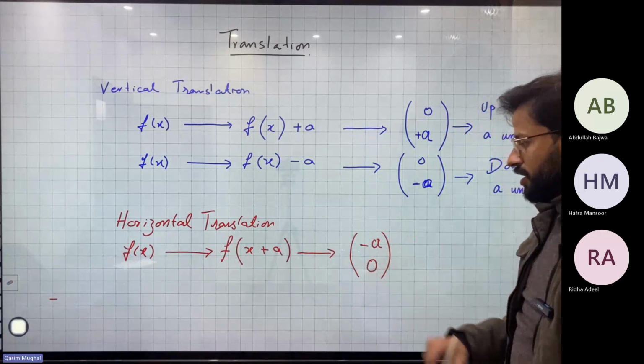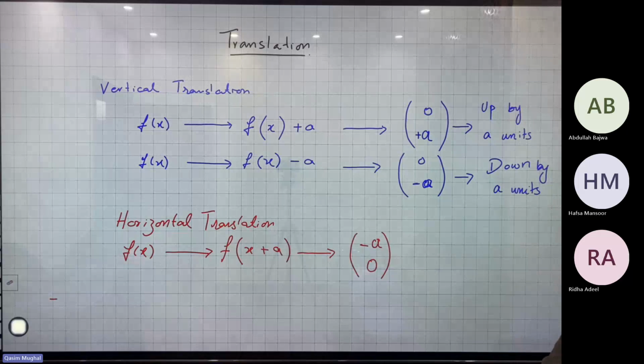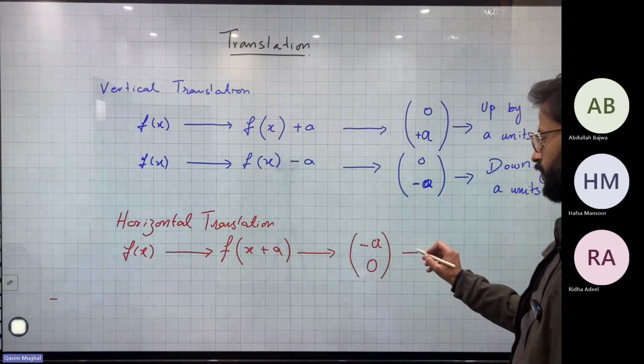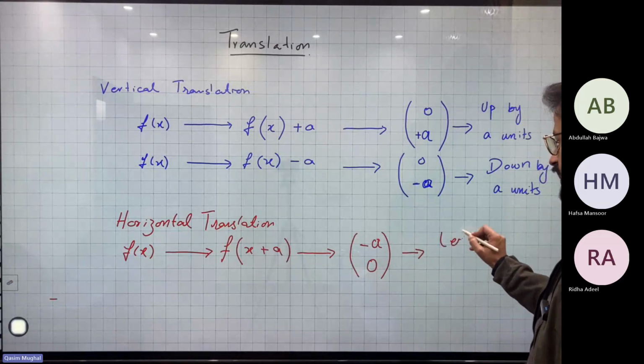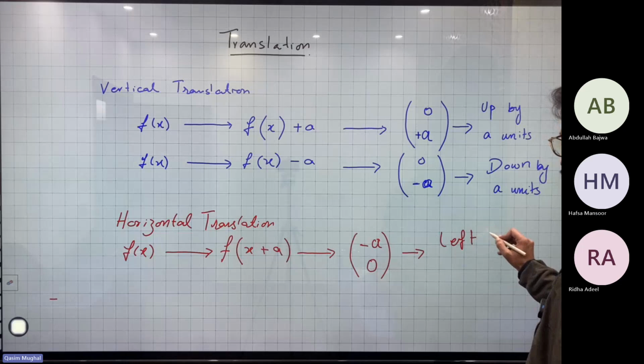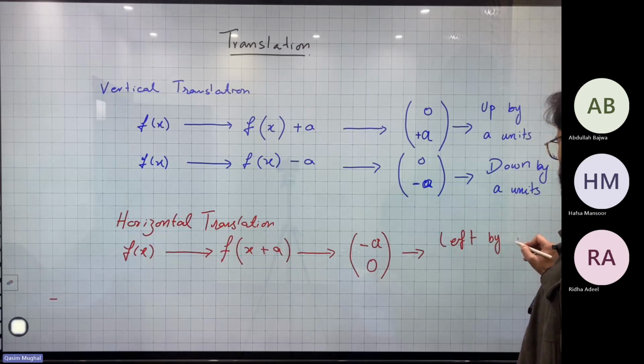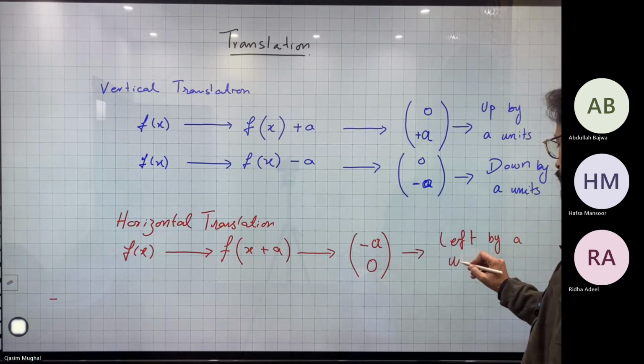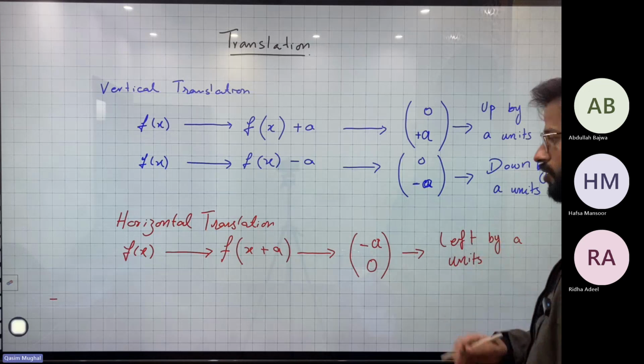There is no vertical change, so the y component of the vector is going to be 0. So you can describe this as left by a units.